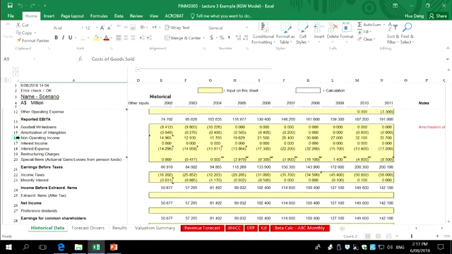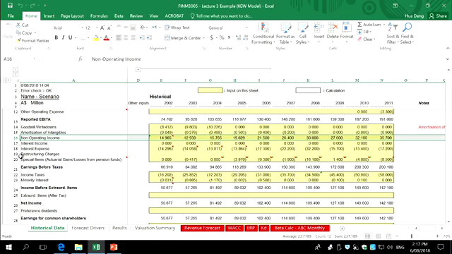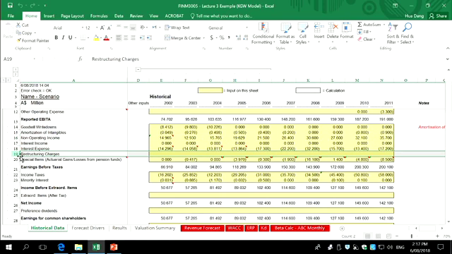For instance, non-operating income, restructuring charges, and special items. They are all non-operating in nature. So if you prefer, and especially for some companies, the non-operating income and expense is quite a small number.